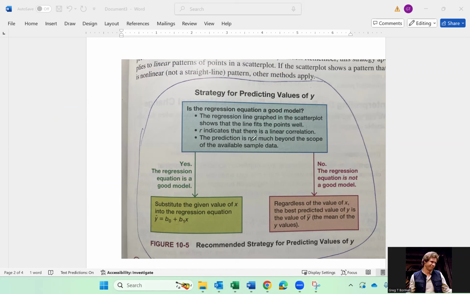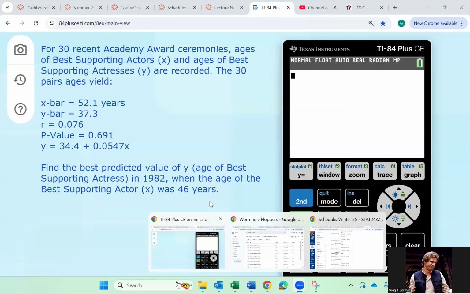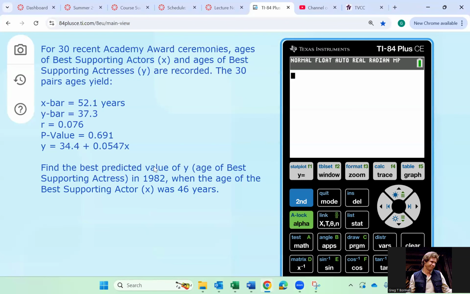Okay, third bullet. The prediction is not much beyond the scope of the available sample data. So we are interested in what's going on in 1982. That's why I gave you the year. So let's say it's 2015 right now.